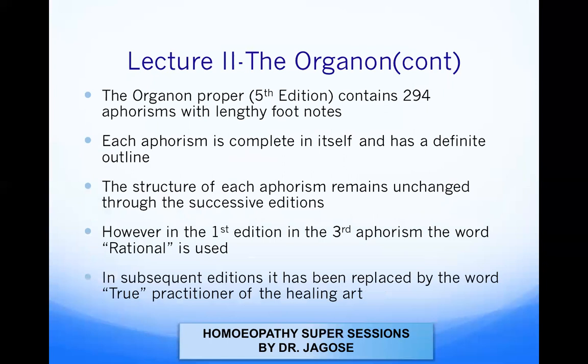The Organon proper, that is the fifth edition, contains 295 aphorisms with lengthy footnotes. Each aphorism is complete in itself and has a definite outline. So if you read the fifth edition, you could see that each aphorism is quite complete and has definitely a good framework. The structure of each aphorism remains unchanged throughout the successive editions. And in the first edition, in the third aphorism, the word rational is used. In subsequent editions, it has been replaced by the words true practitioner of the healing art.